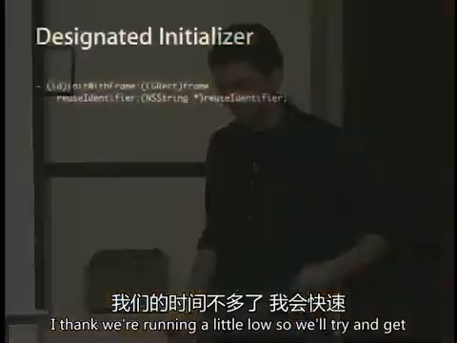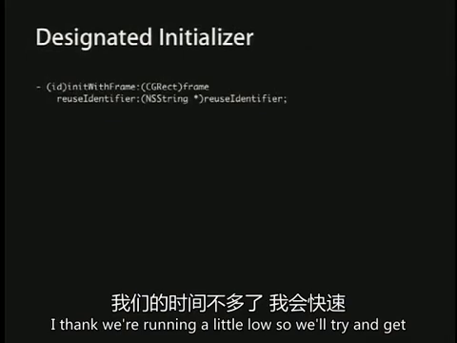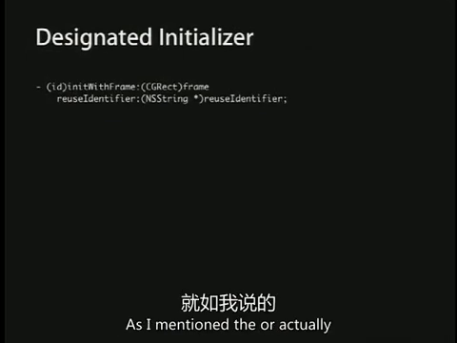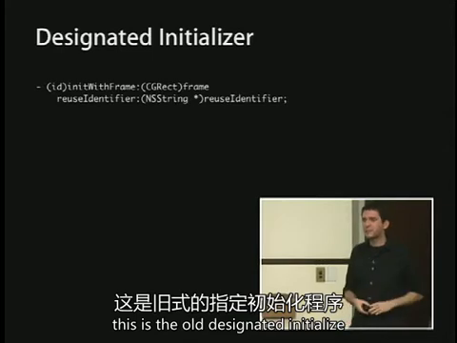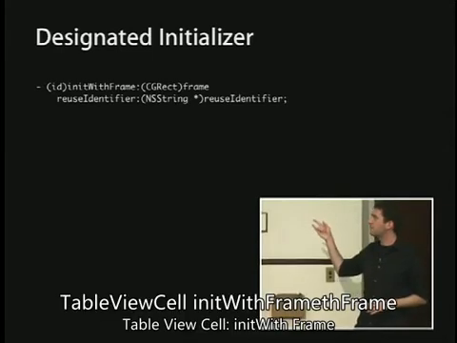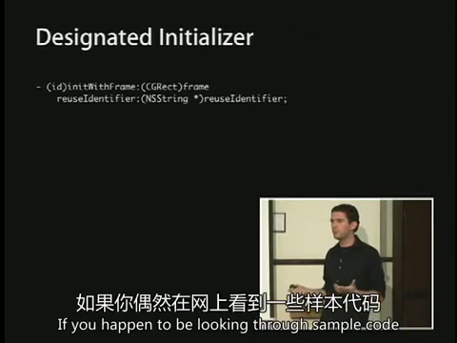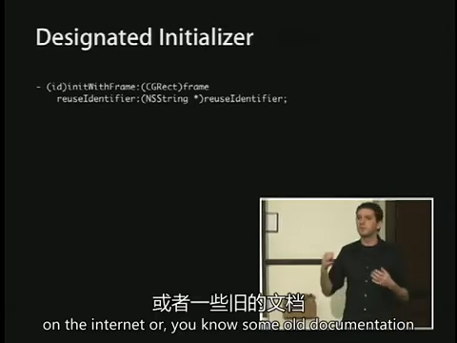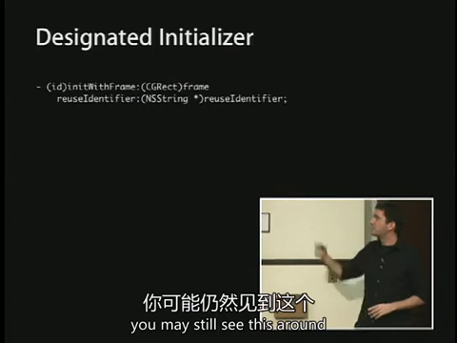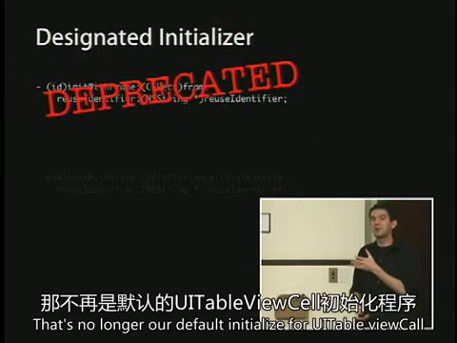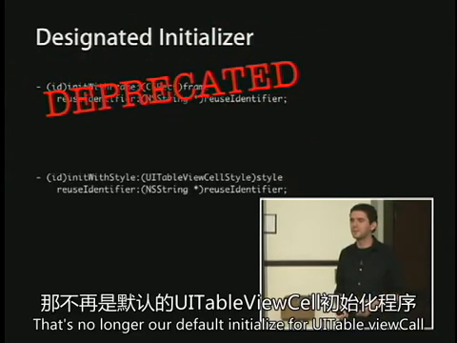So table view cells, those are the things that are displaying the individual rows. I think we're running a little low on time, so I'll try and get through this pretty quick. As I mentioned, this is the old designated initializer, initWithFrame:reuseIdentifier:. If you happen to be looking through sample code on the internet or some old documentation, you may still see this around. That's no longer our default initializer for UITableViewCell.